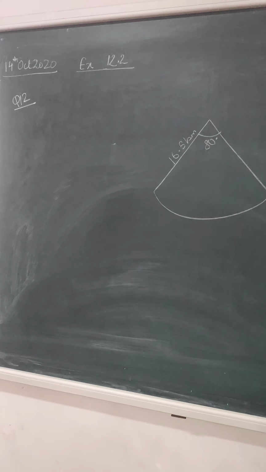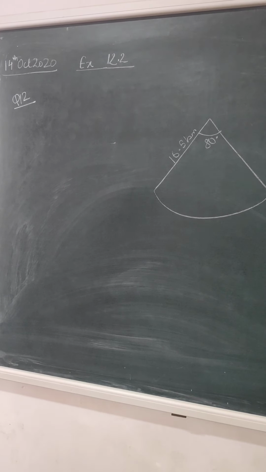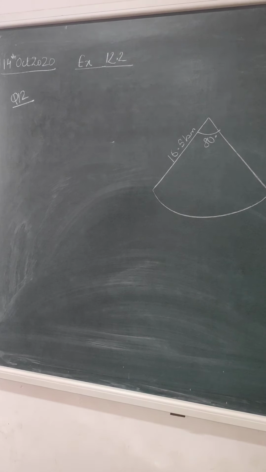Students, now let us start with question number 12. To warn ships for underwater rocks, a lighthouse spreads a red colored light over a sector of angle 80 degree to a distance of 16.5 kilometer. Find the area of the sea over which the ships are warned. Use pi is equal to 3.14.